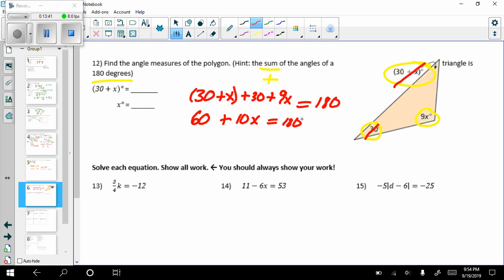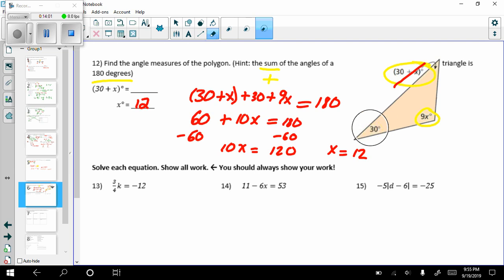There were a lot of mistakes between these first two lines. I'm going to move my constants, minus 60, minus 60. This becomes 10x equals 120, and finally divide by 10, so x equals 12. This goes right here, x equals 12.